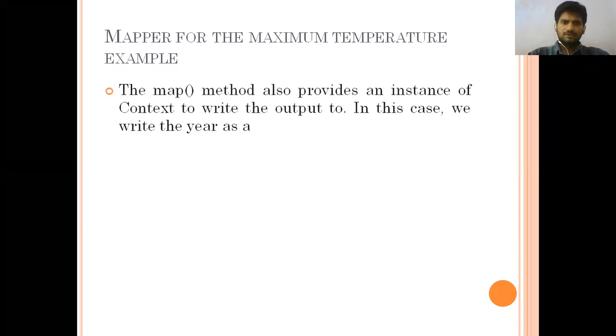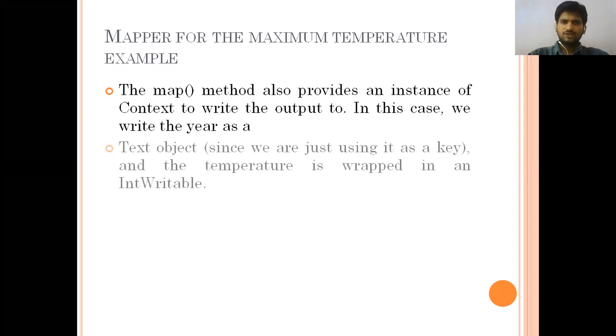The map method is provided with an instance of Context to write the output to, in case we write the years. So we are considering year wise. Then the Text object is used, since we have values as keys and values. Along with the key we find the value, and the temperature is wrapped in an IntWritable. The wrapper class is used here. What is a wrapper class? In the wrapper class we have the concept of autoboxing and unboxing. Remember that concept of autoboxing and unboxing.